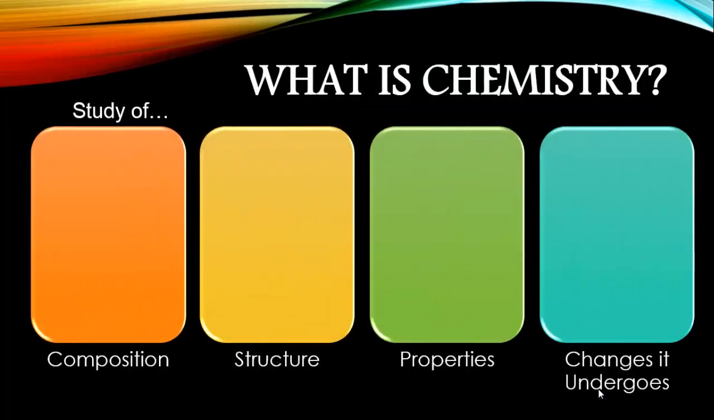So, what is chemistry? Chemistry is the study of composition, structure, properties, and the changes it undergoes. We're all kind of familiar with those words, but what does it mean when we look at chemistry? When we look at composition, we're going to look at what a molecule is actually made of. What atoms go together to make this molecule? For example, you all know water.